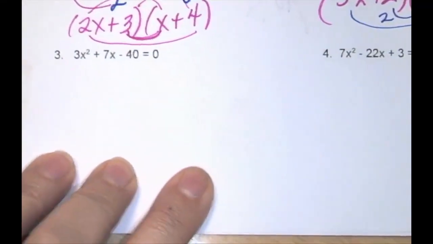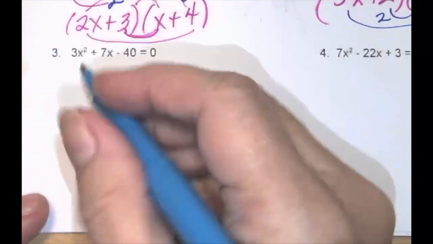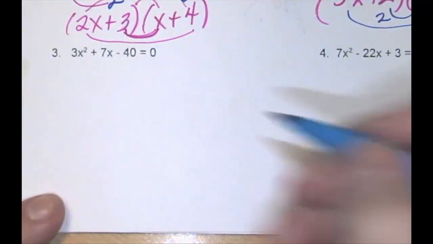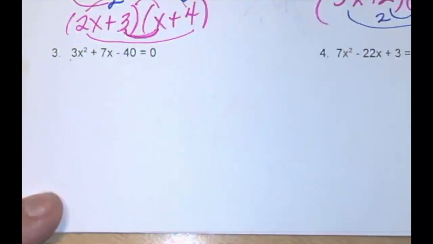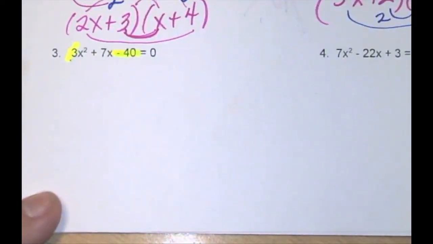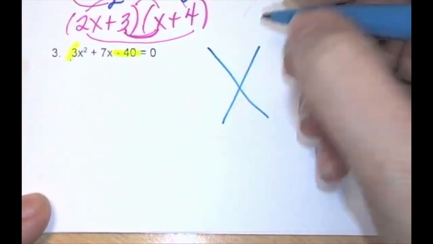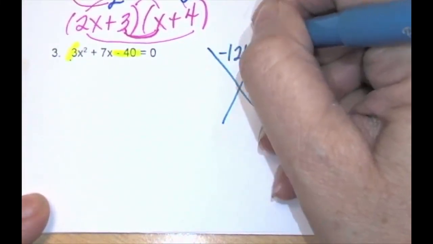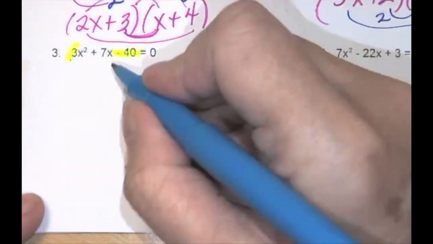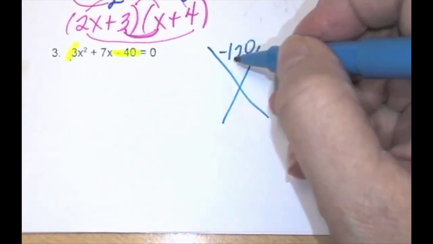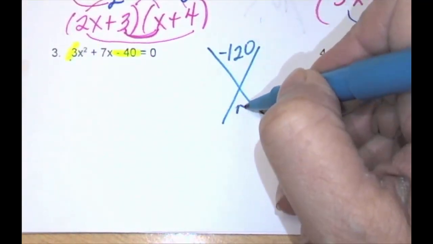Let's look at another one. Is 3 the GCF? No, because it doesn't go into 7 and negative 40. So the first thing we do is we multiply our first times our last. So 3 times negative 40 is negative 120. So I want the 2 factors of 120 that add to 7.